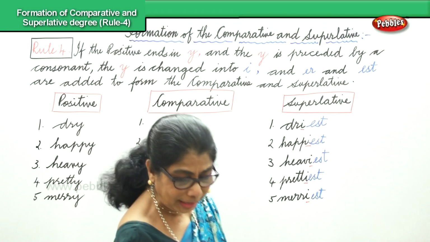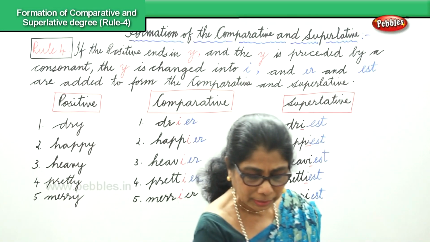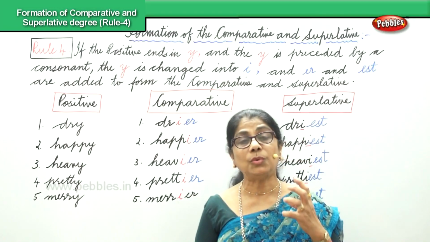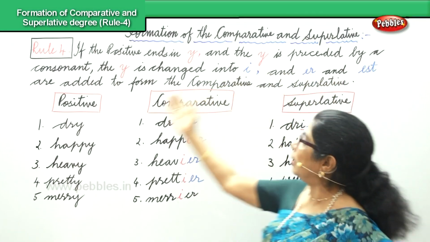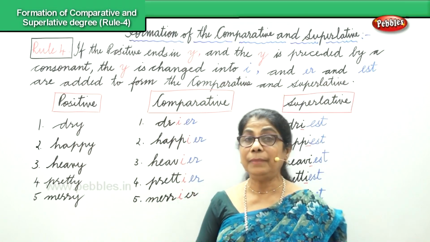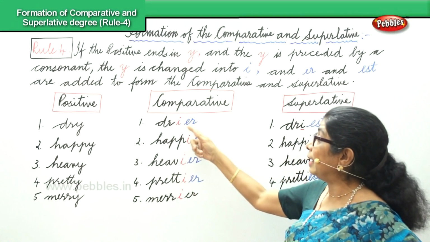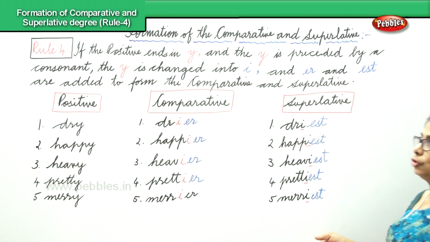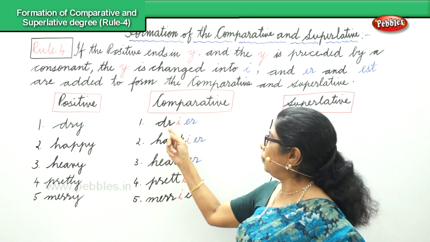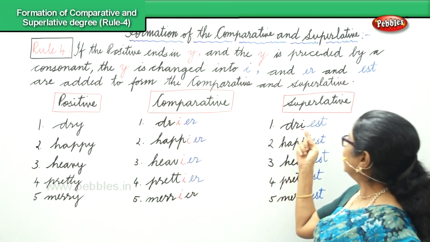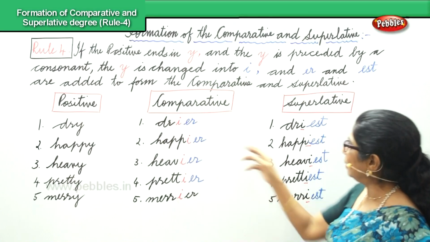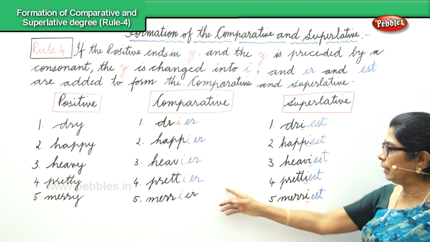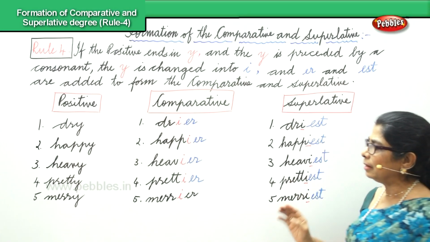So, in this, we have learned to form the comparative and superlative. The rule number 4 says, if the positive ends in Y and it is preceded by a consonant, then the Y is changed into I and add ER for the comparative, Y is changed into I and add EST for the superlative. Dry, drier, driest, happy, happier, happiest, heavy, heavier, heaviest, pretty, prettier, prettiest, merry, merrier, merriest.